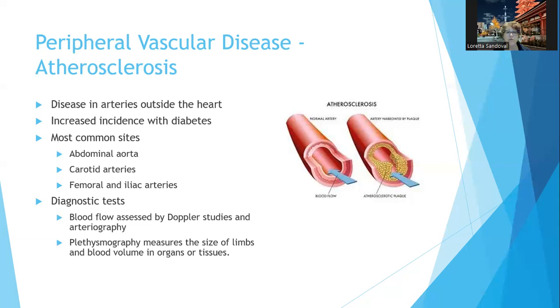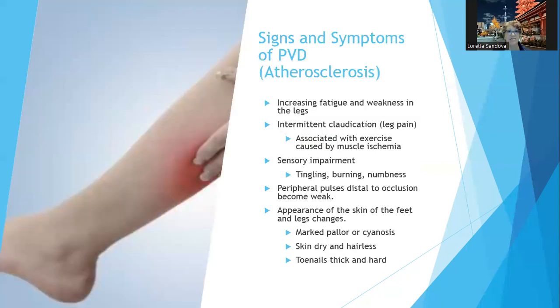I can't say that word. It's a measurement of the size of the limbs and the blood volume in the organs or tissues. It's a radiology test, so good luck pronouncing that. I'm not even going to try today. I don't expect you to be able to pronounce or spell that, but just know that there are imaging tests that they do to diagnose peripheral vascular disease.